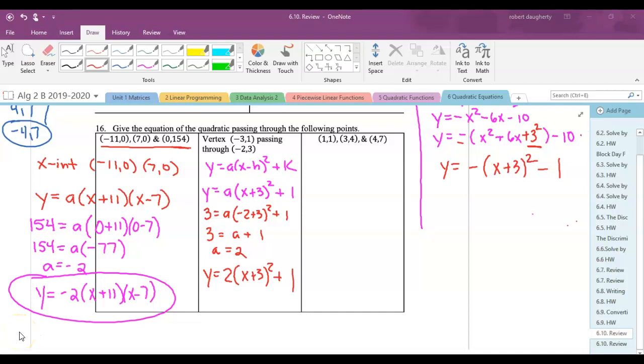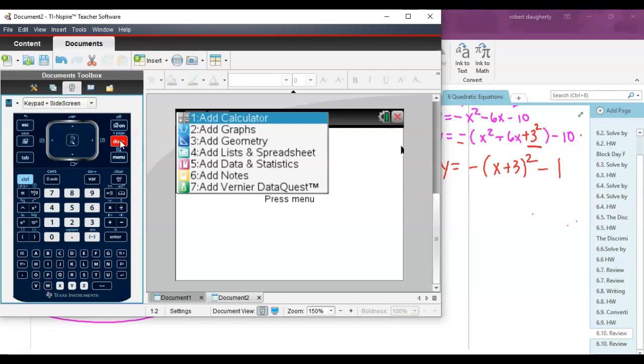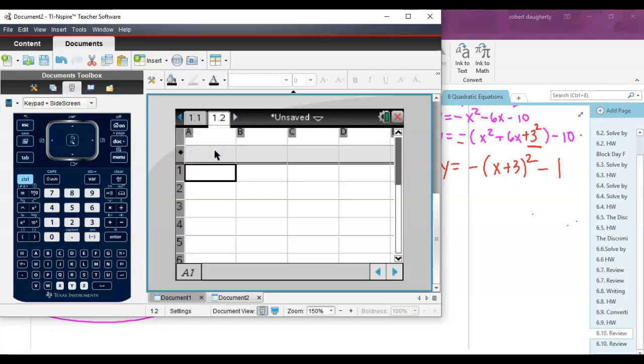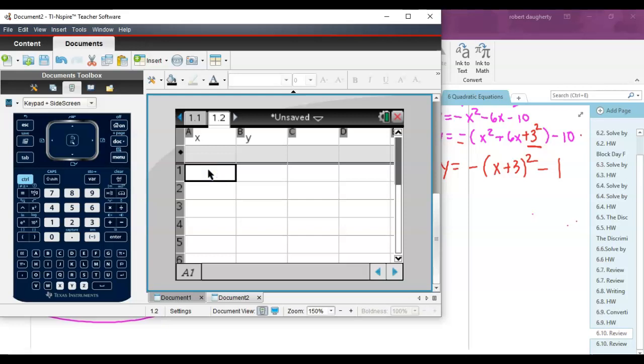And now the next one gives me 3 points. And the important thing is none of those points are x-intercepts, and I'm not told that any of those points is the vertex. So the way I'm going to need to handle that is with my TI Inspire. So I'm going to have to create a list and spreadsheet. So I'm going to have some x values and I'm going to have some y values. And so let's figure out what they are.